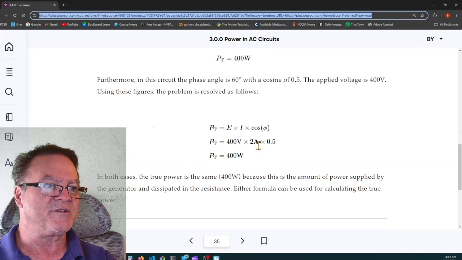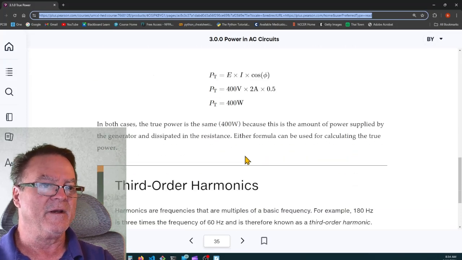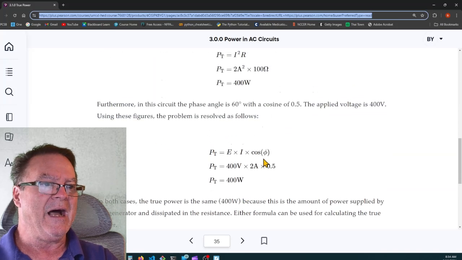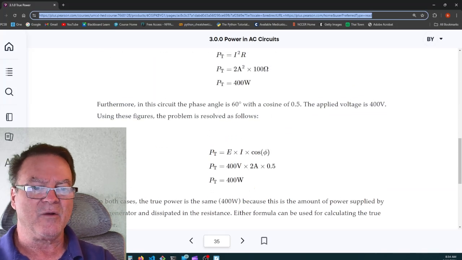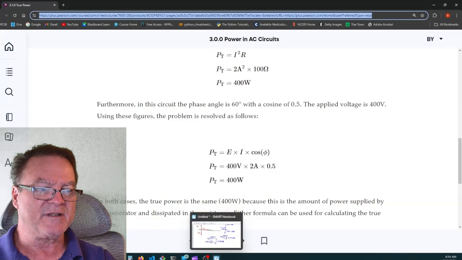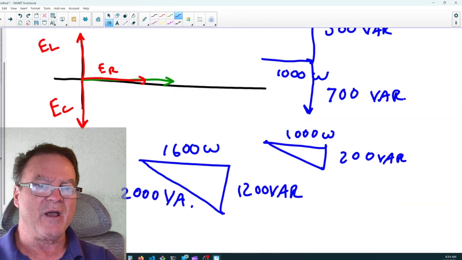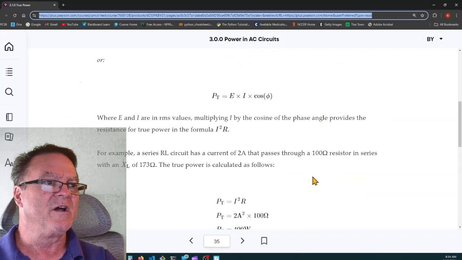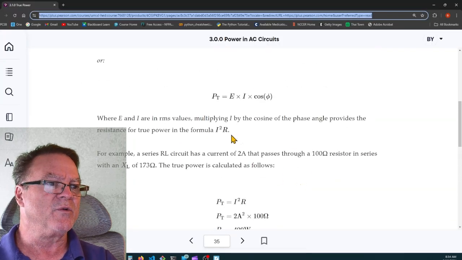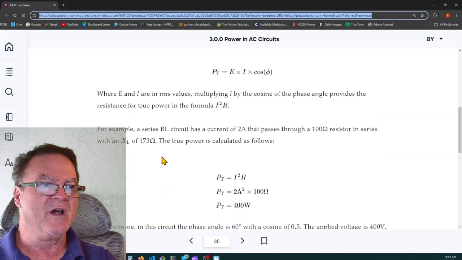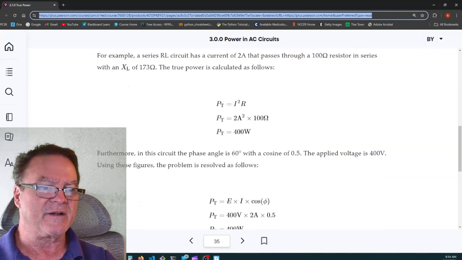400 volts times 2 amps equals... times 0.5 equals 400 watts. Okay. I know I'm going to waste a lot of time today. I'm sorry. Let's go ahead. Let's do that. What were their values? They said 2 amps flowing through a resistance of 100 ohms and 173 ohms of inductive reactance.